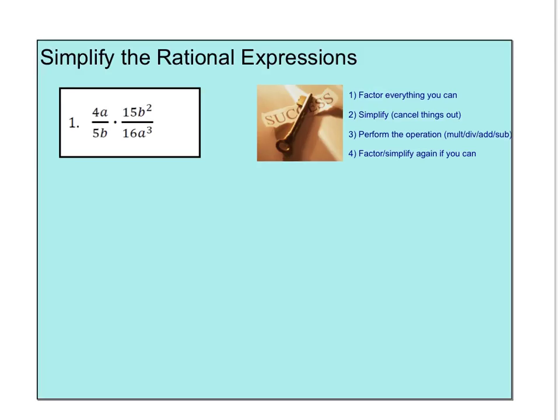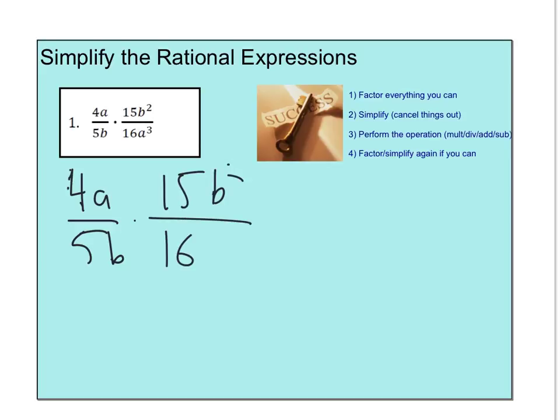So here, factor everything you can. If I've got 4a over 5b times 15b squared over 16a to the third, I'm going to simplify everything I can before I actually do the operation. So a over a to the third makes that a squared. B underneath b squared gets rid of that, so it's just b to the first.